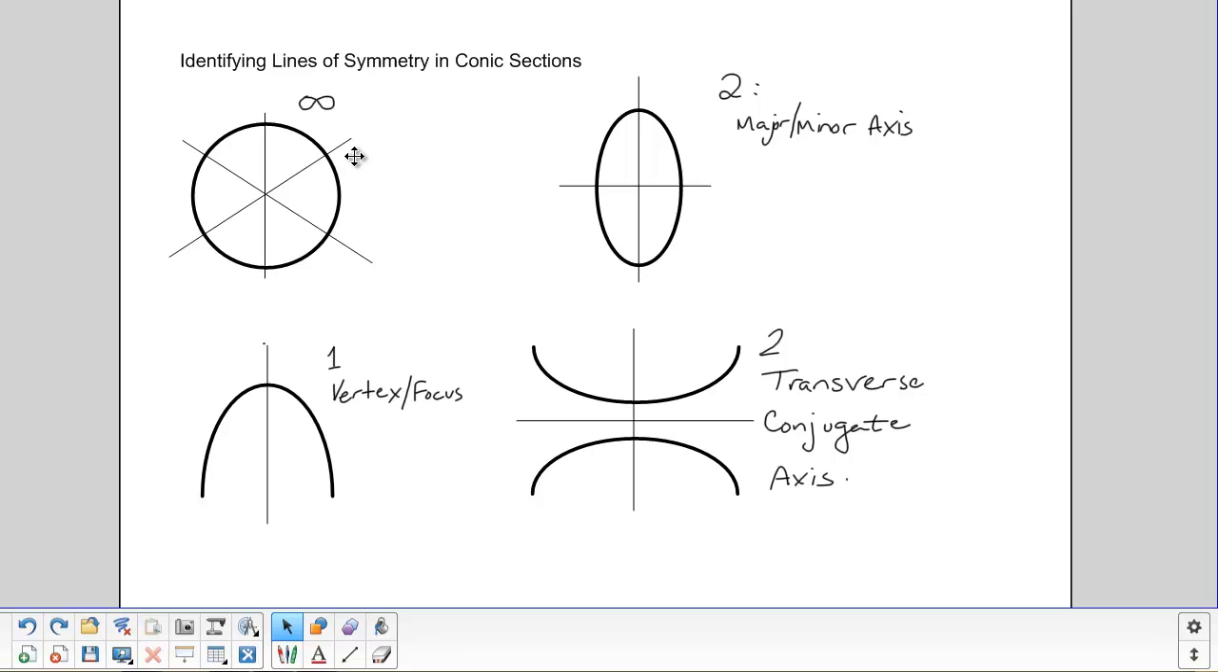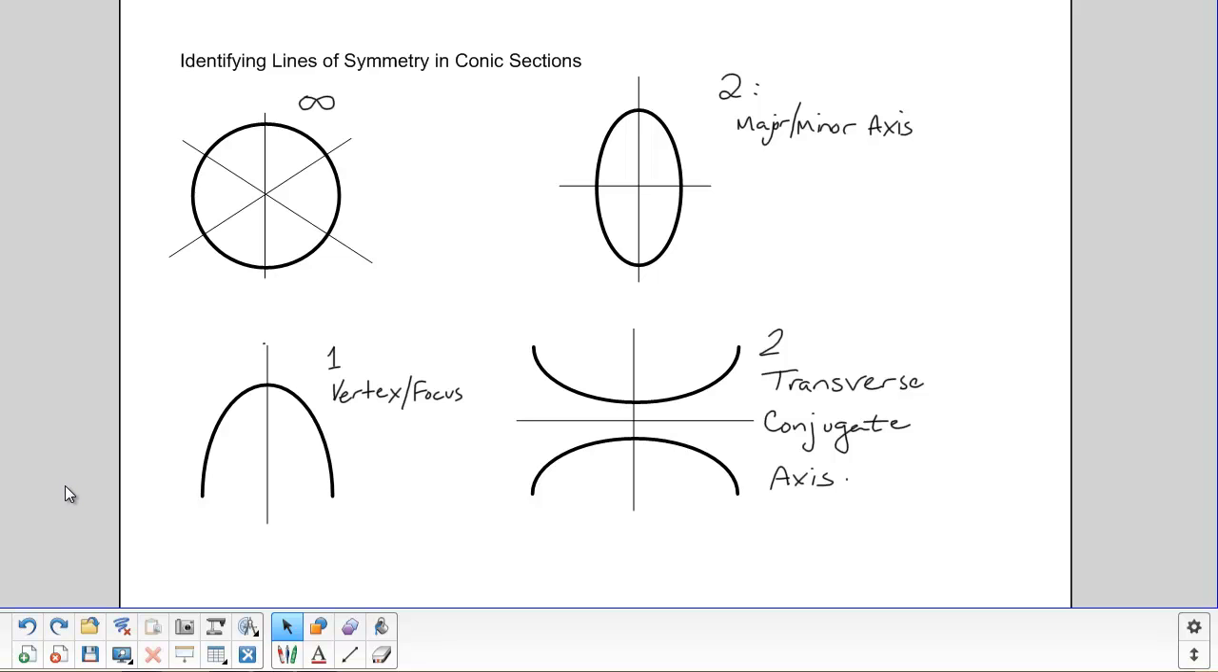So, a circle has infinitely many lines of symmetry. An ellipse has only two. They run along the major and the minor axis. The parabola only has one. It goes through the vertex and the focus. And the hyperbola has two. That is one that runs along the transverse and the other along the conjugate axis.